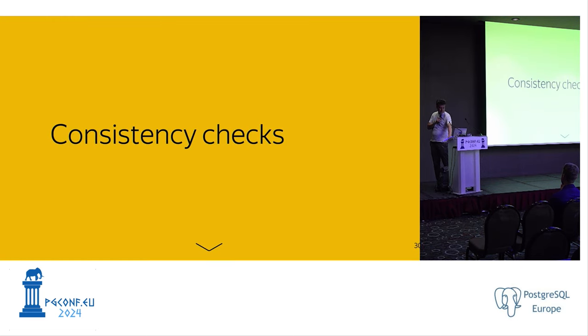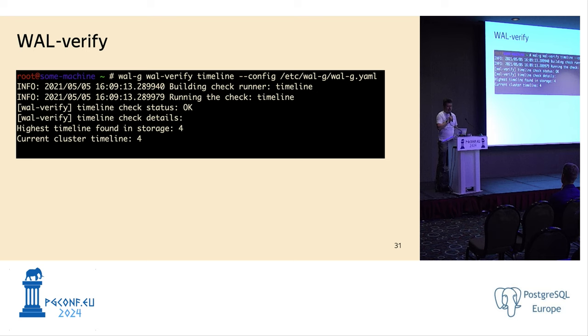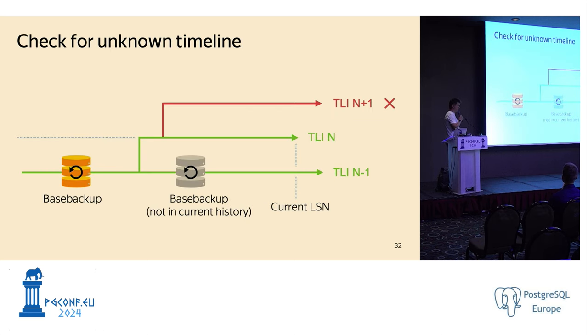We have some consistency checks, and the most important of them is timeline verification. For example, if for some reason you restore a backup and forget to change archive credentials, running this timeline verification will notify you that there is an unknown timeline in your archive that is being actively written to, and you will know that you misconfigured some restored cluster. Theoretically, it's possible to share the same archive storage between many clusters, but it's not a recommended setup.